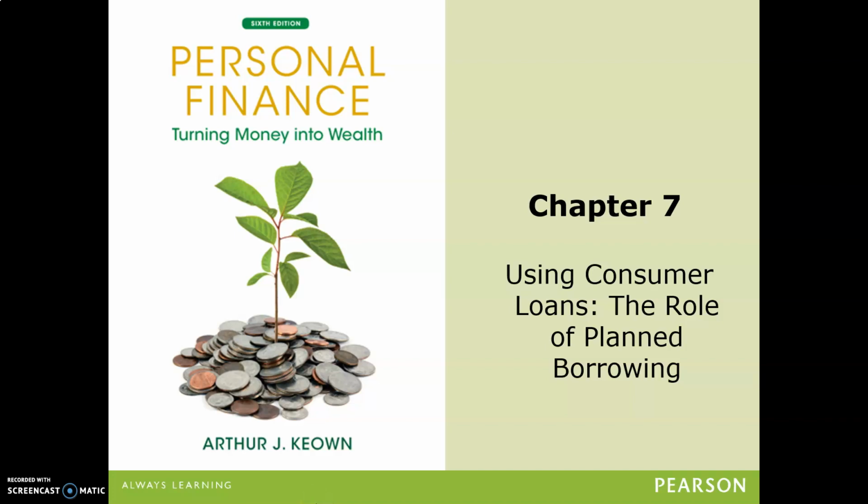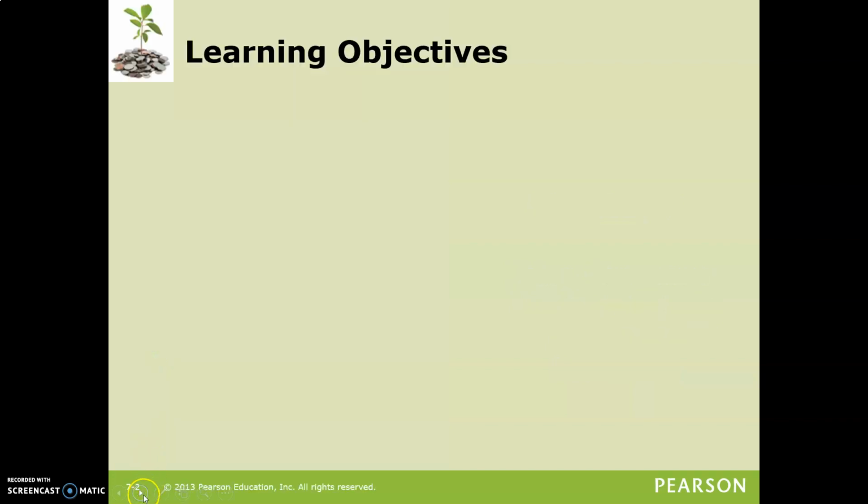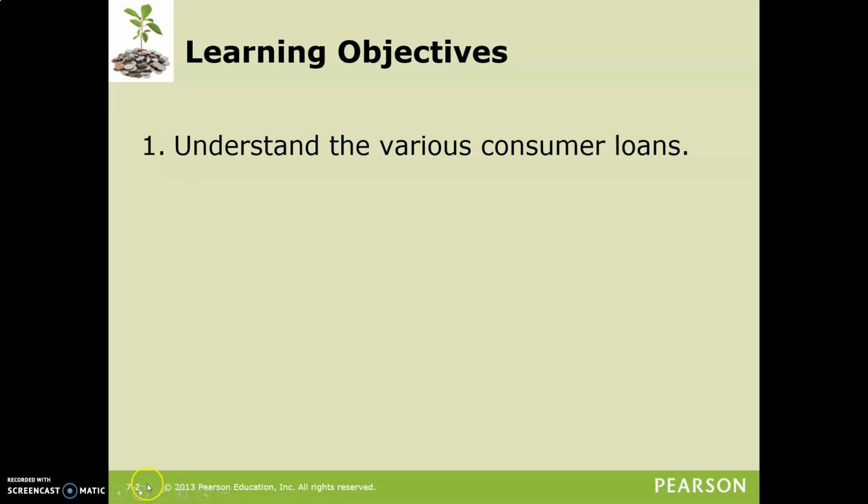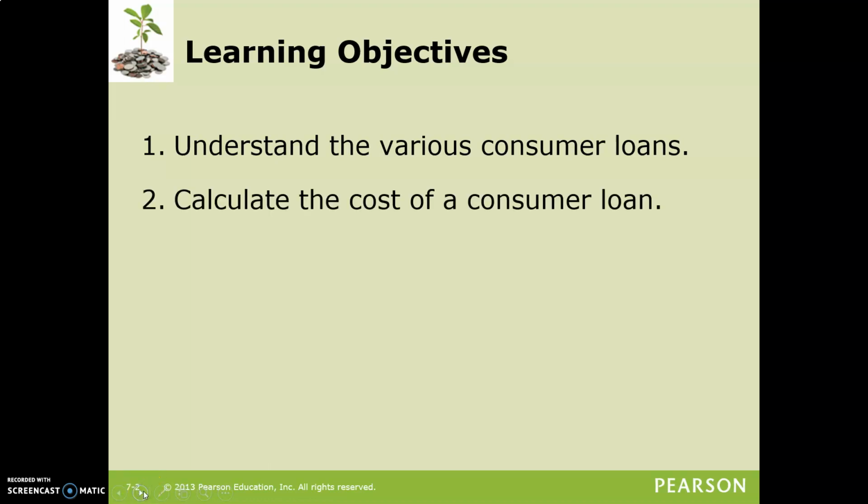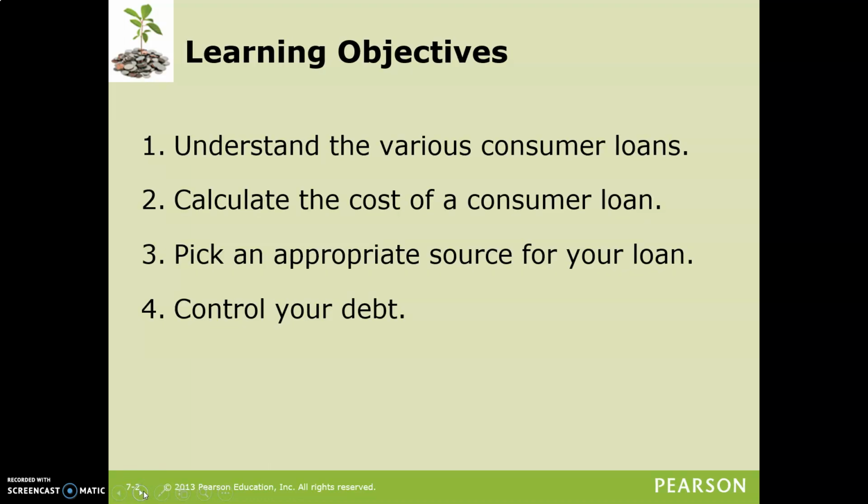Assalamualaikum. This is on chapter 7, using consumer loans, the role of planned borrowing. So the learning objective of today is to understand the various consumer loans, to calculate the cost of a consumer loan, to pick the appropriate source for your loan, and also control your debt.